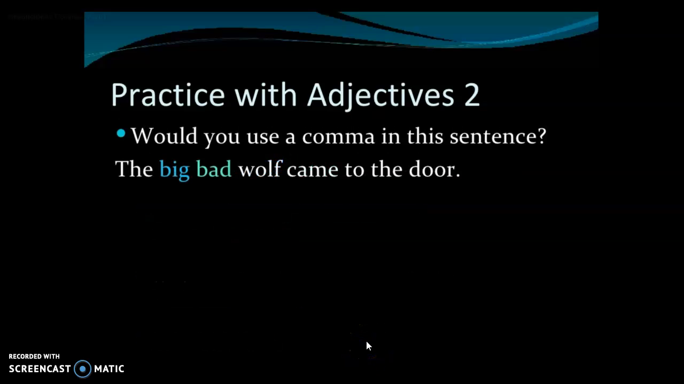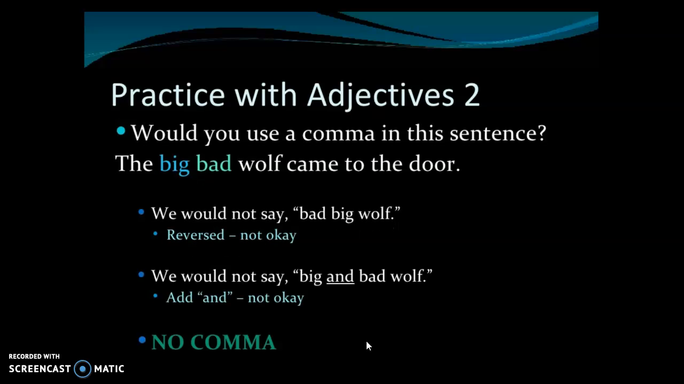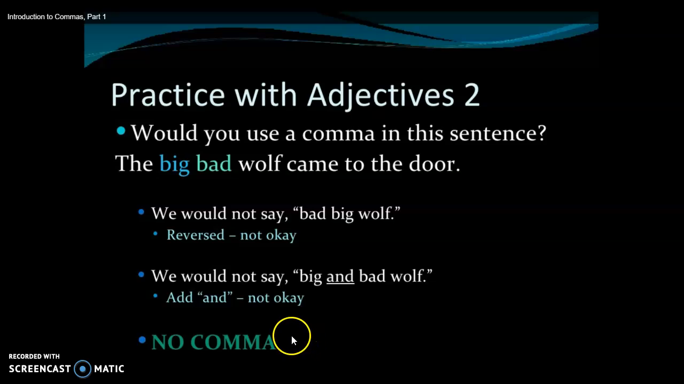Let's try this one. Would you use a comma in the sentence, the big bad wolf came to the door? Let's look at that. So let's think about it. Okay. We would not say bad big wolf. See, reversed, it's not okay. We would not say big and bad wolf. Again, we add the and it's not okay. So again, we come back to no comma.